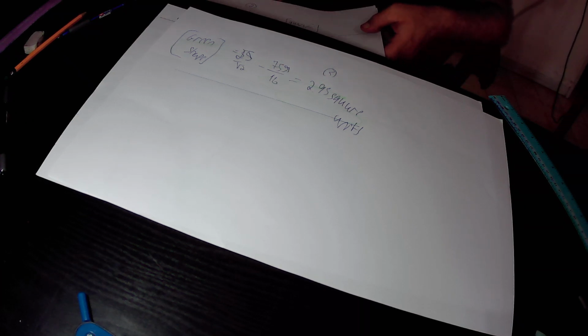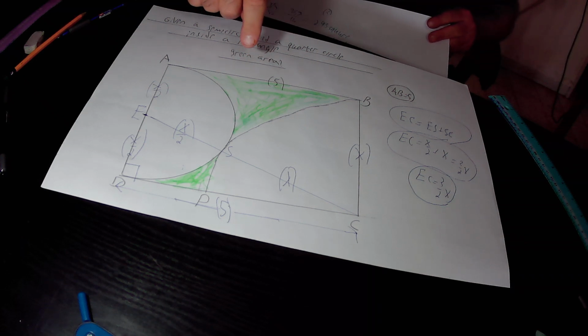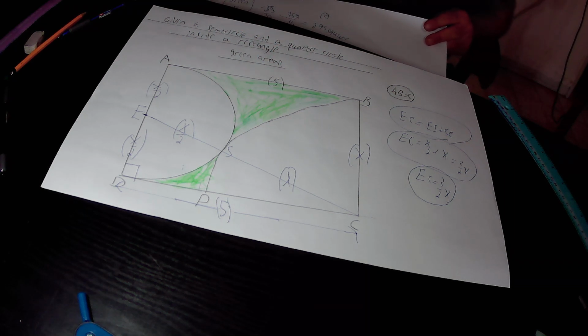In terms of numbers, the area of this green shape equals 2.95 square units. I repeat again, the area of this green shape equals either 25 over square root of 2 minus 75 pi over 16 square units, or in terms of numbers, 2.95 square units. Okay, thank you very much.